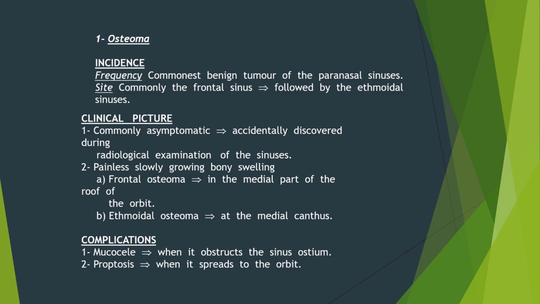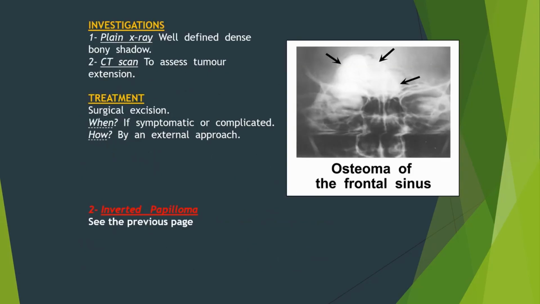It is a painless, slowly growing, bony swelling. If it is a frontal osteoma, it is in the medial part of the roof of the orbit, and if it is an ethmoidal osteoma, it is at the medial canthus. As a complication, it can lead to mucocele when it obstructs the sinus ostium, and proptosis when it spreads to the orbit. Plain X-ray will show a well-defined dense bony shadow, and CT scan will assess the tumor extension. It is treated surgically only if symptomatic or complicated, by external approach. Inverted papilloma of the paranasal sinus is the same as we discussed earlier.